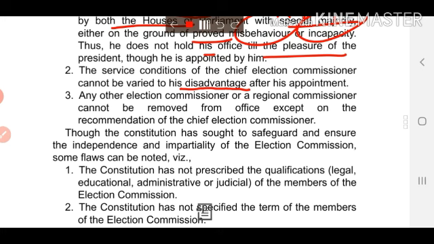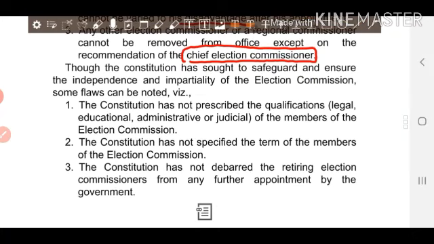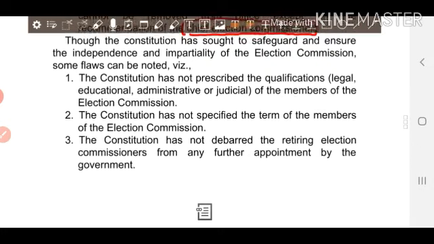Any other Election Commissioner or a Regional Commissioner cannot be removed from office except on the recommendation of the Chief Election Commissioner. It means some security of tenure is given to the Election Commissioner and the Regional Election Commissioner. Though the Constitution has sought to safeguard and ensure the independence and impartiality of the Election Commission, some points should be noted.